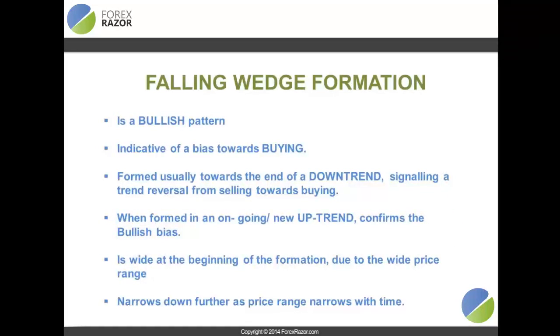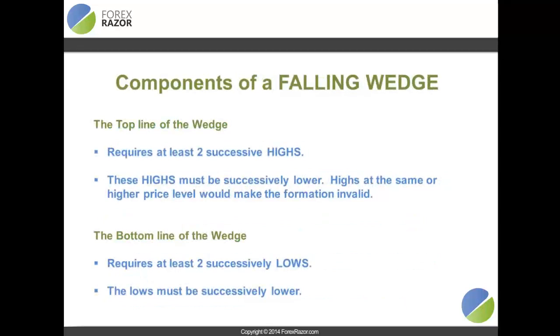The shape of the wedge is wide at the beginning of its formation and converges further as the price range narrows down with time. Let's have a look at the components of a falling wedge. The top line of the wedge is formed by joining at least two successive highs of the series of peaks and troughs in a price move. These highs must be successively falling, and the associated volume with them should dissipate during the pattern formation. If successive highs are formed at the same or higher price levels, it would make the formation invalid.